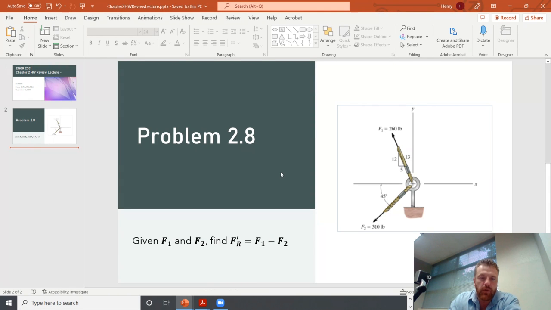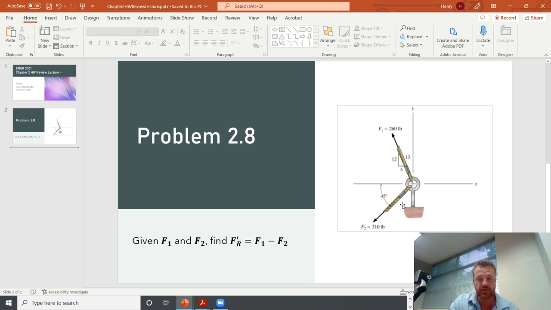So in this video, I wanted to go over problem 2.8 of the homework. And what we have is a coplanar force system. We have two forces which are acting on an I hook here. Notice that for both forces, we have the magnitude specified. F1 has a magnitude of 260 pounds, F2 has a magnitude of 310 pounds.